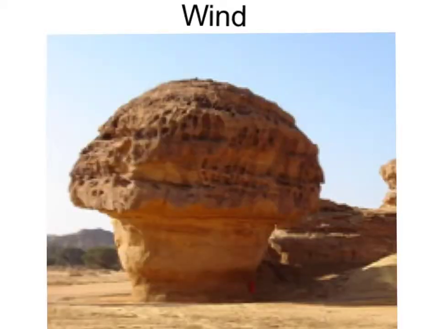The next agent of erosion is wind. A way that wind erodes is by making a mushroom rock, like this. This is created when wind picks up sand and blows it at the bottom of the rock from both sides. After the wind blows constantly at the bottom of the rock, the bottom gets skinny while the top stays the same, giving the rock a mushroom appearance.